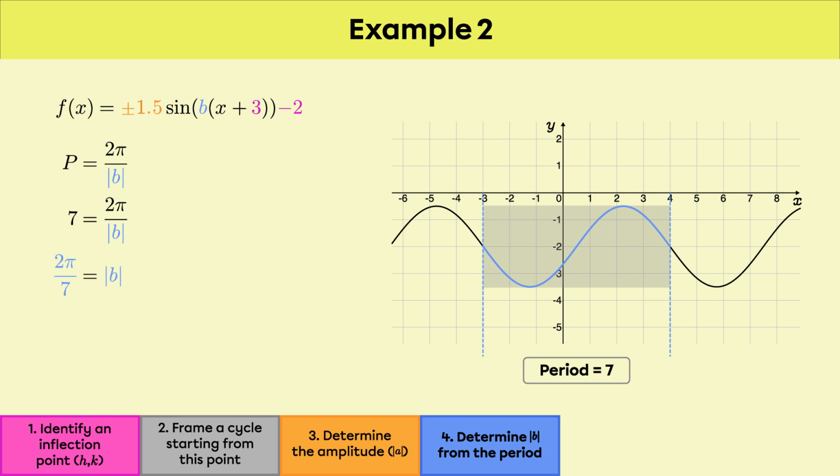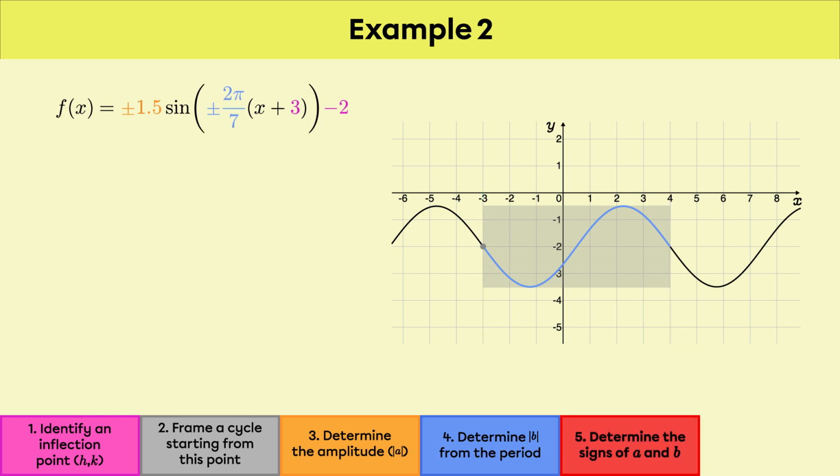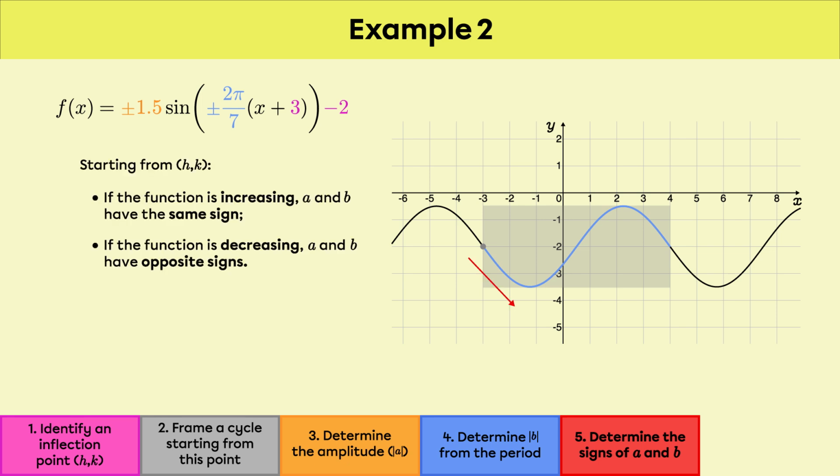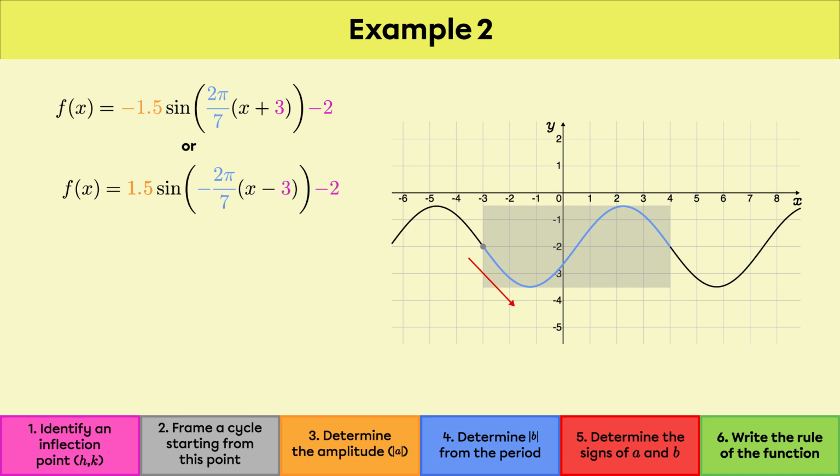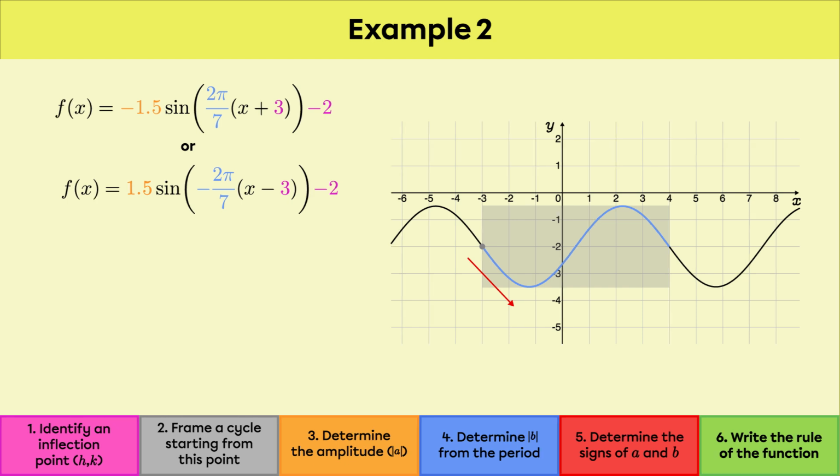The last step is to determine the signs of a and b by analyzing the function, starting from point (-3, -2), which is our hk. Since the function decreases from this point, a and b have opposite signs. You could make a negative and b positive, or a positive and b negative. You decide. That's it. We have the rule for the sinusoidal function.